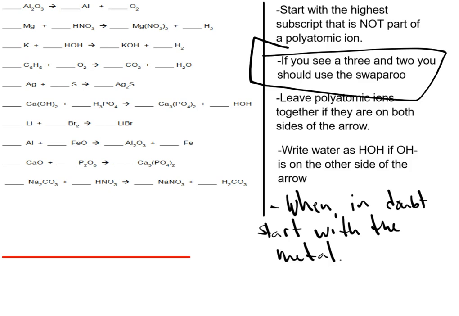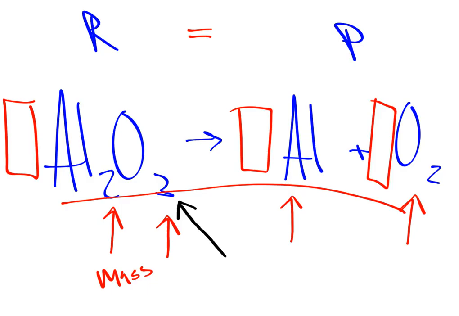The swaparoo says, and we can use it right here on this first one, if you see a 3 and a 2, and they have to be on the same substance, like oxygen, you do the swaparoo. So look right here. What that means is you take the 3 and you put it in front of the thing that has a 2.